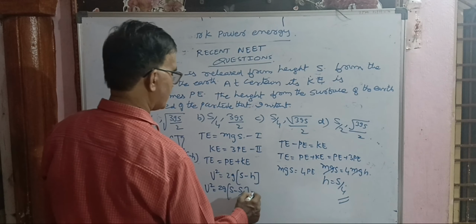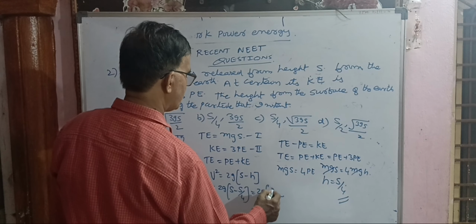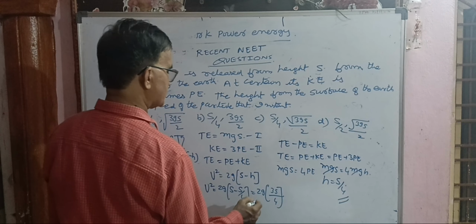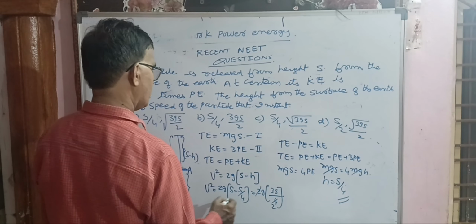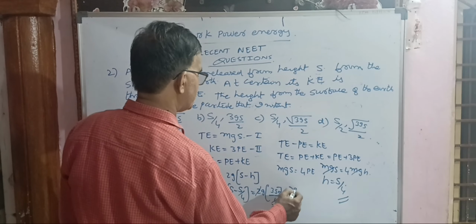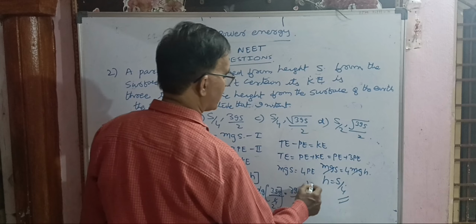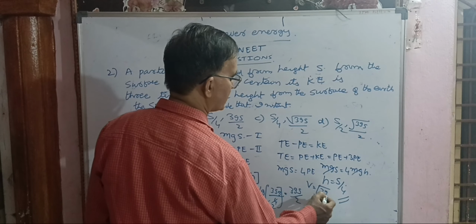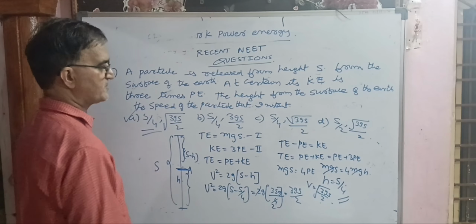So what do you get here? 2g into, take LCM, (4s minus s) by 4, so 3s by 4. The 2 cancels, g is also there. So here 3gs by 2 you will get. So the v value is root over 3gs by 2. This is the option. First option is correct.